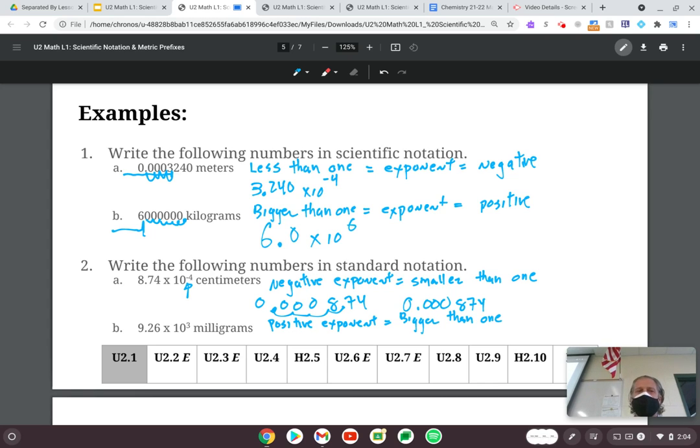And if the number is bigger than 1, I'm going to move the decimal in the direction and the number of spaces that makes the number become smaller than 1. So 9.26, I'm going to move it 1, 2, 3 spots, throw a decimal back there. I'm going to clean it up, 9260 with a decimal, and it makes me feel better. Okay?